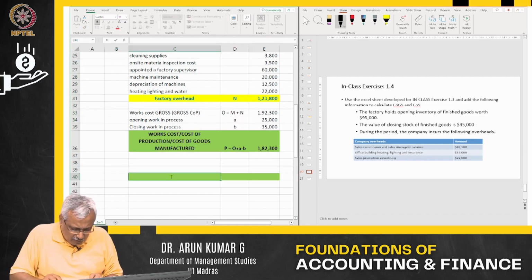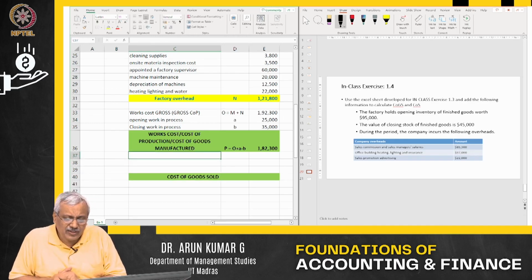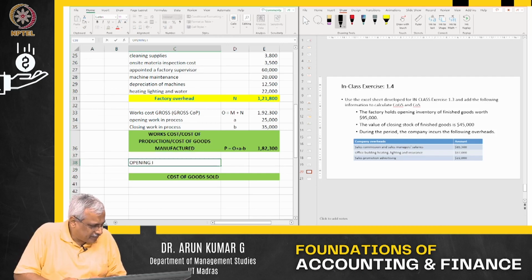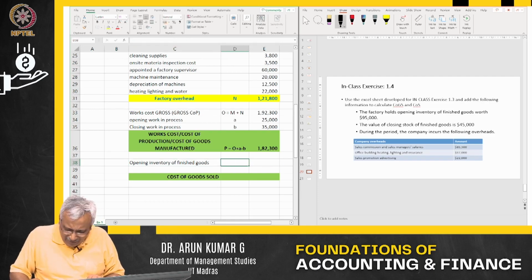I will say cost of goods sold. Let me write it in caps. So, the factory had an opening inventory of about 95,000. That is, now there is an opening inventory of finished goods. Let me term it as alphabet C, small c. It is about 95,000 rupees.